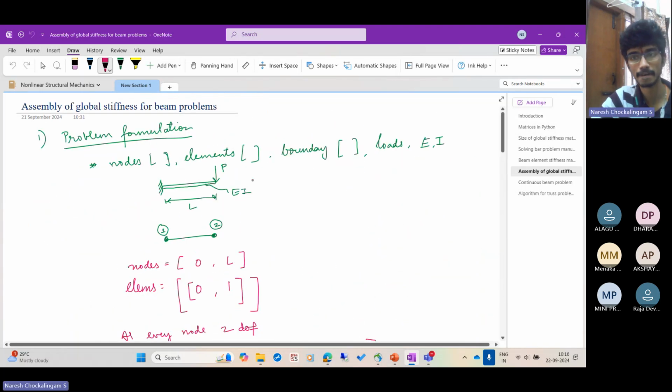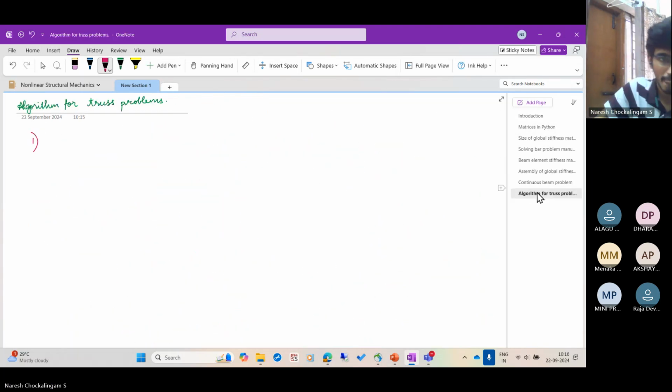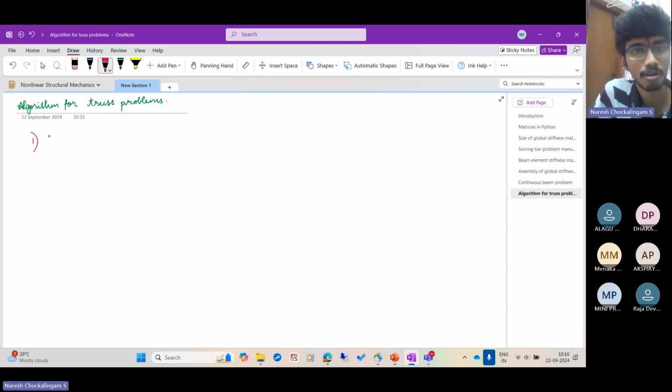Problem formulation, right? First step, you want to present the problem in a way that the computer can understand. Especially for trusses, it is even more difficult because it's a 2D structure. So you can look at a truss like this, visualize it, draw the forces, but it has to be given in a format that the computer can understand. So you have to do problem formulation.